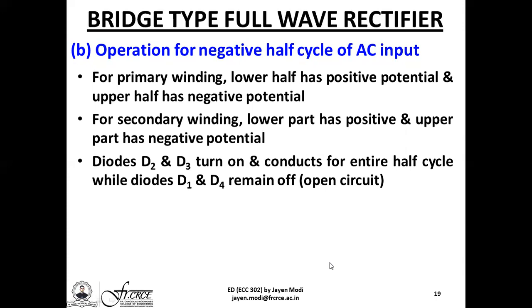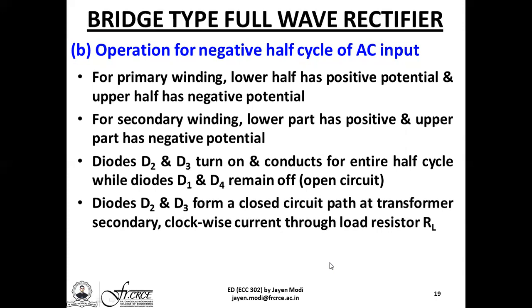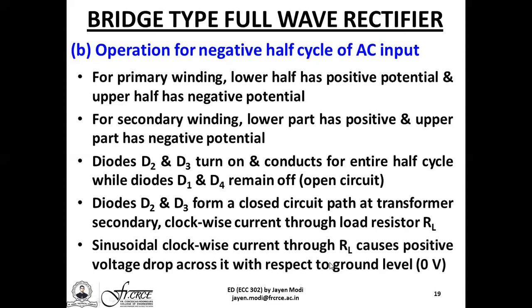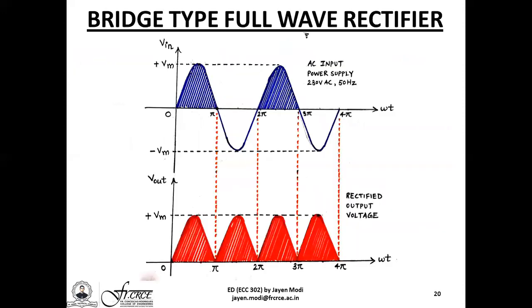pi. And these diodes D2 and D3 form a closed loop circuit path at the transformer secondary windings, for which we have a clockwise current that flows through the load resistor RL, which causes a voltage drop, that is the output voltage to be produced having a positive polarity with respect to the ground level, that is 0 volts. The waveforms are exactly similar to what we saw in the earlier video session. That is, they are similar to the center tapped full wave rectifier circuit.